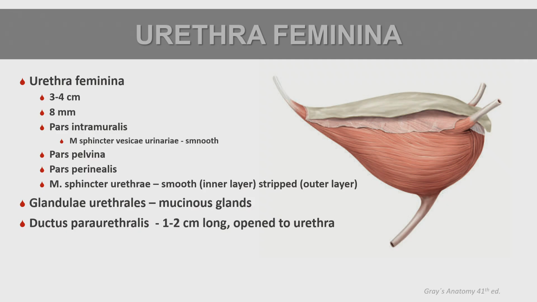There, in the perineal part, we have a sphincter urethrae, which has an inner layer, which is smooth, and outer layer striped. So voluntary striped and involuntary part. So this is somewhere in this region.